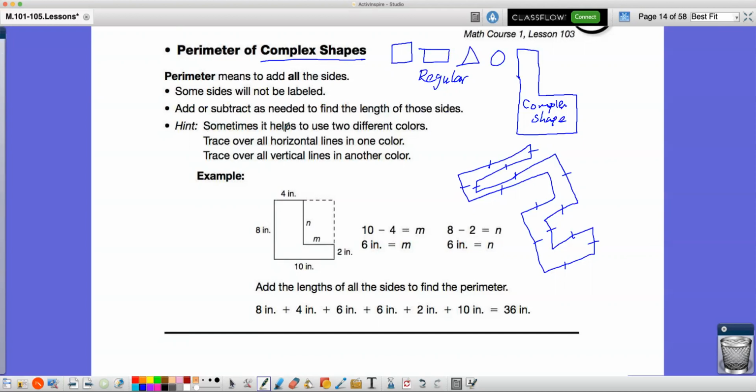Sometimes it helps to use two different colors and then trace over all horizontal lines in one color and trace over all vertical lines in another color. For example, if you have 4 inches here, we have 3 horizontal lines, and it looks like we have 1, 2, 3 vertical lines.